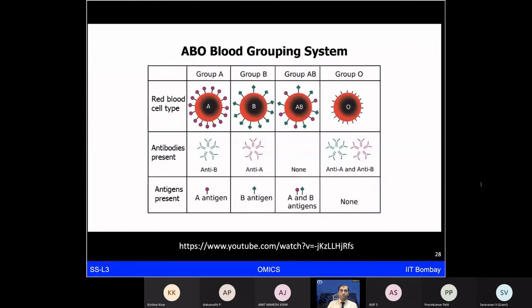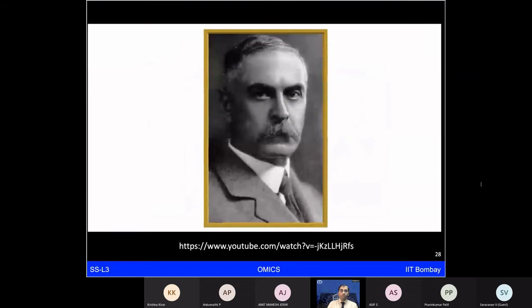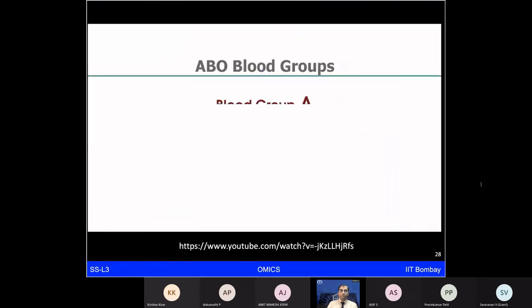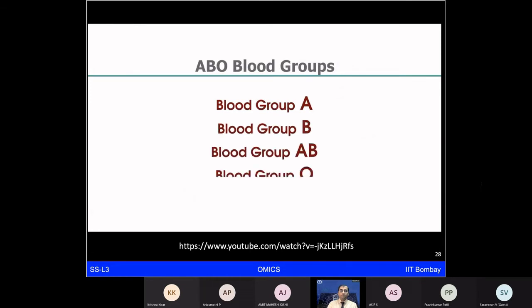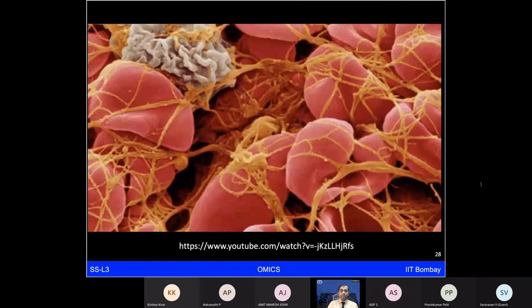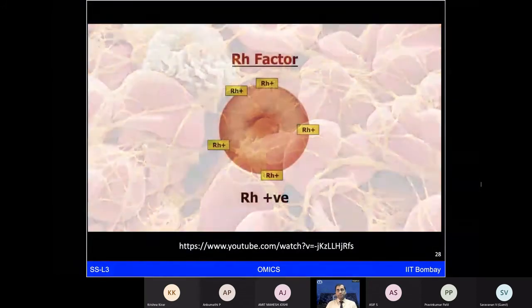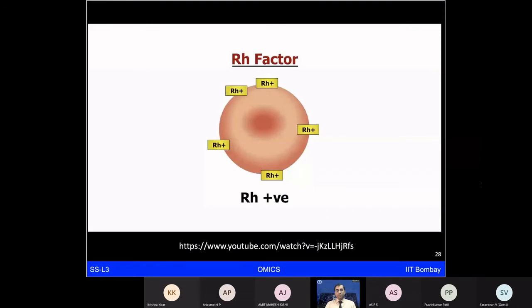According to the ABO blood grouping system discovered by Karl Landsteiner, there are 4 types of blood groups: blood group A, blood group B, blood group AB, and blood group O. Rh or rhesus factor is found on the RBC surface in most people. Like A and B, this is also an antigen, and those who have this antigen are called Rh positive. Those who lack this antigen on the surface of RBCs are called Rh negative.